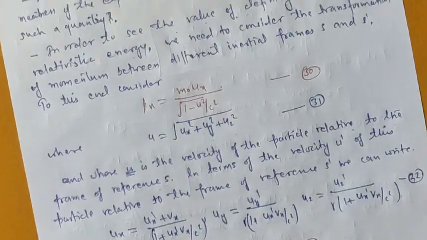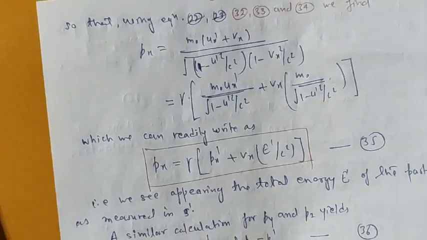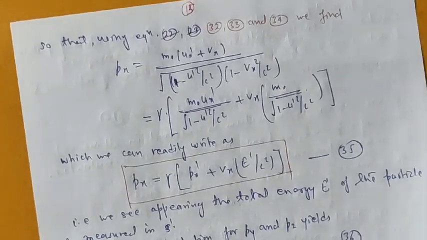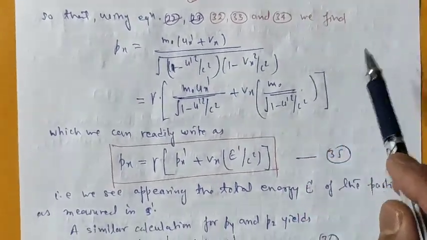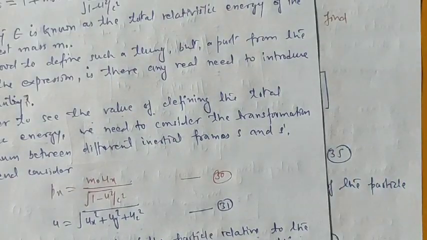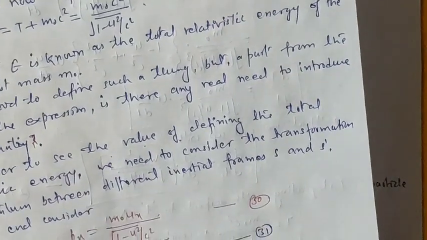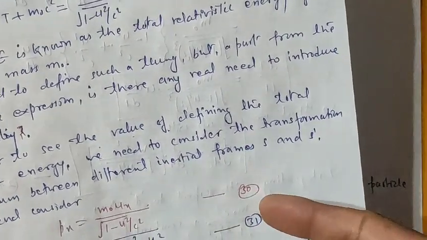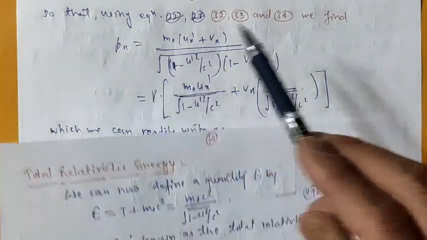Now once you define this equation, once you have this relation, with the help of equations 32, 33 and 34, what I am defining is this px. Now with the help of these equations we are putting it in equation number 30.